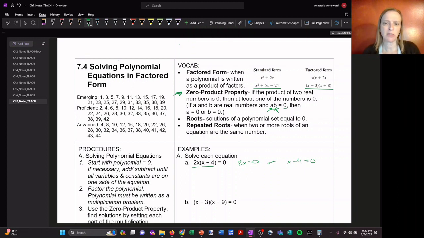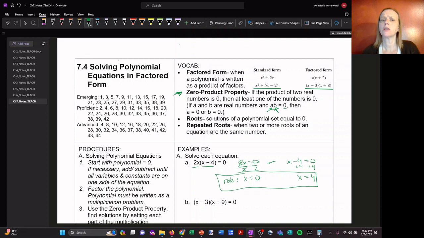Here, to get x by itself on one side of the equation, I divide by 2. Here, to get x all by itself on one side of the equation, I need to add 4 to both sides. So I get x equals 4 or x equals 0. Those are both possible solutions to the equation. And so what we say is that the roots are x equals 0 and x equals 4. They are both solutions to the equation.